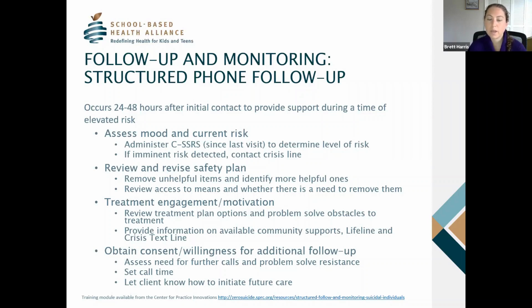And then, of course, obtain consent and make sure that they're willing for additional follow-up calls. It's important to set the call time as well, and let them know how they can contact you in between calls if they need to.